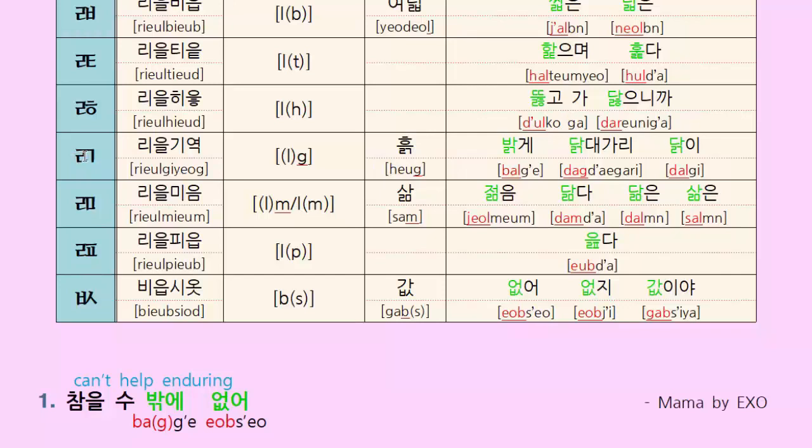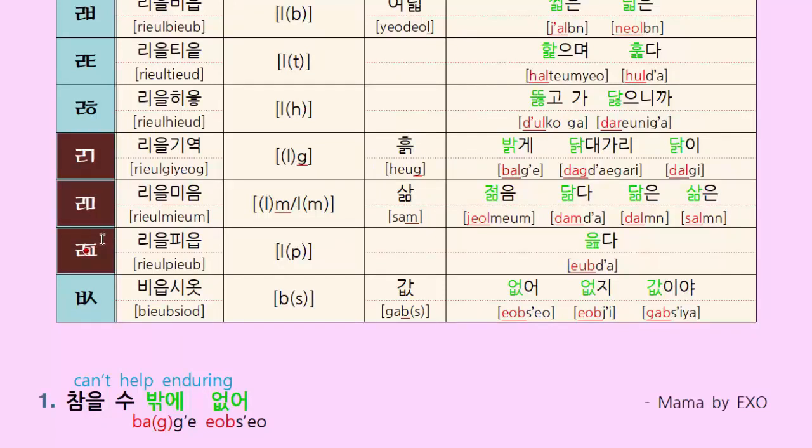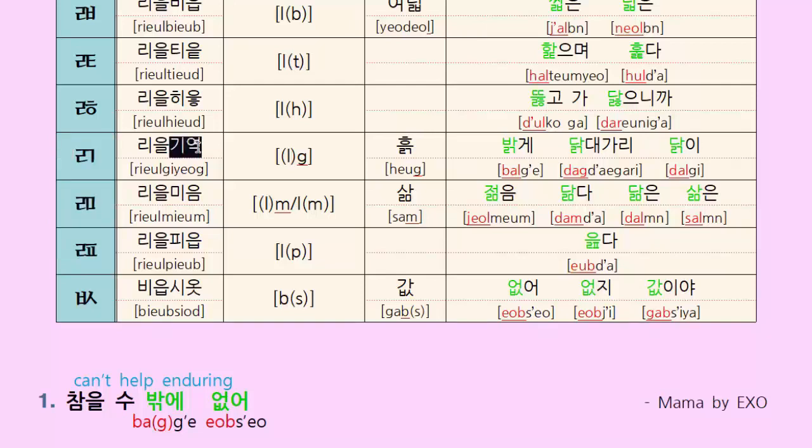Now we only have four left. These three double final consonants are different from the other ones. Only in these three cases, the second consonant is important. 기역 of 리을 기역, 미음 of 리을 미음, 피읍 of 리을 피읍. So look at this romanization symbol. Now, L is in the parentheses, and the 기역 sound G is out of the parentheses. Look at the example. We pronounce this letter as H, like this.